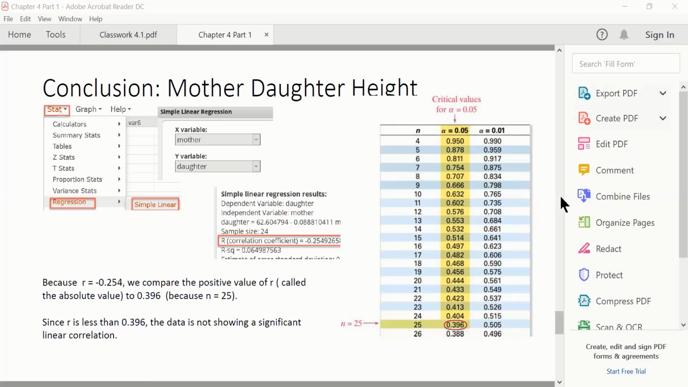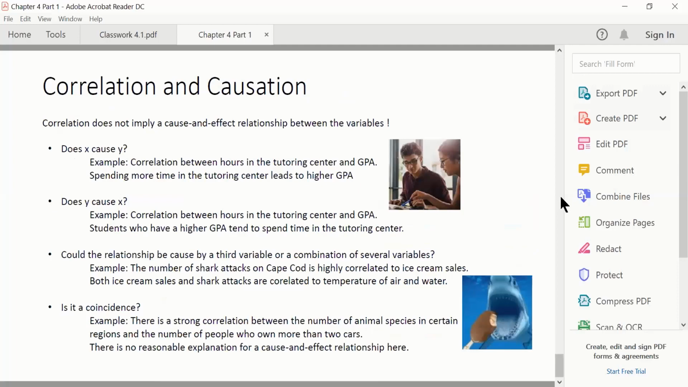The last part of this section is to look at correlation and causation. Now, an important part of statistics is to realize that correlation says those variables go together, but it doesn't say that one causes another, even if we think that may be true. It's not a cause and effect relationship between the variables. So our question: does X cause Y? Does Y cause X? Could it be some third variable, or is this just a coincidence?